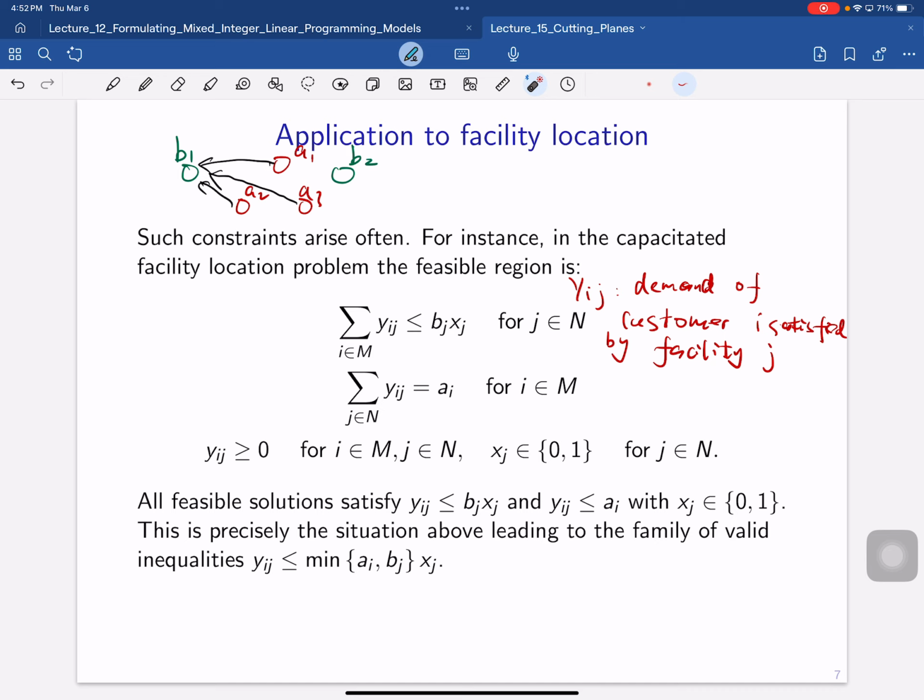And similarly, the demand you satisfy by facility J has to be less than or equal to the total demand, right? AI is the total demand of a given customer, okay? And now with these two inequalities, it says this inequality is true, okay? So why is that?